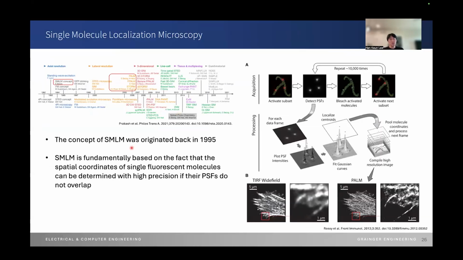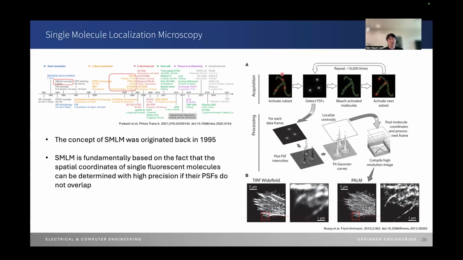The concept of single molecule localization microscopy originated back in 1995. However, it was not possible to realize this concept due to technological difficulties. But nowadays, due to the advancement of semiconductor technologies, it became possible. Single molecule localization microscopy is fundamentally based on the fact that the spatial coordinates of single fluorescent molecules can be determined with high precision if their point spread functions do not overlap.